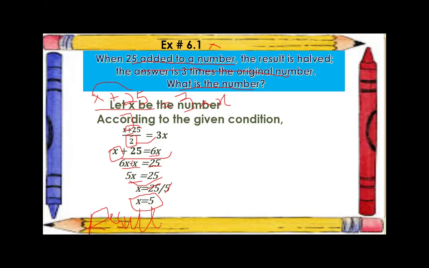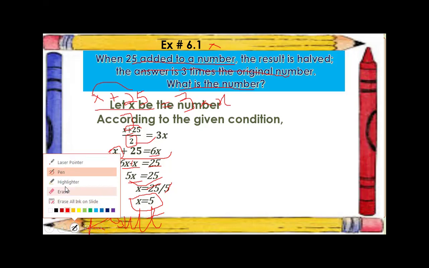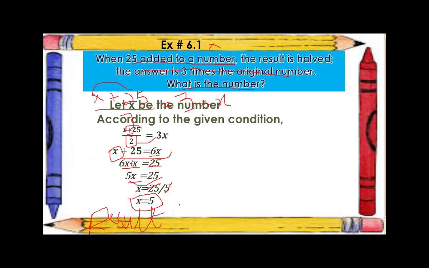What will be the result, students? Here you have to write down the result. The number is x equals, we get 5. That means what is your result? The result is the number is 5. You have to write in a proper way.